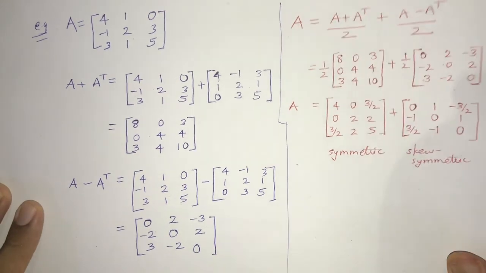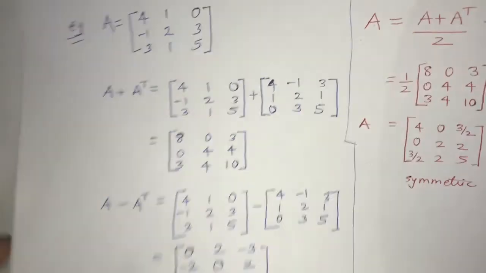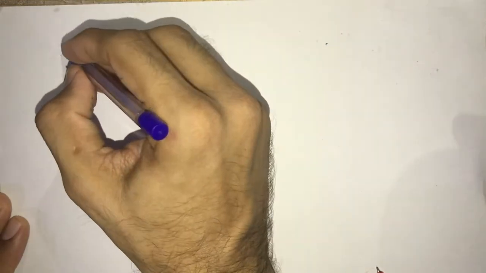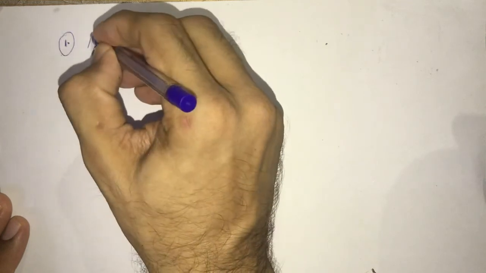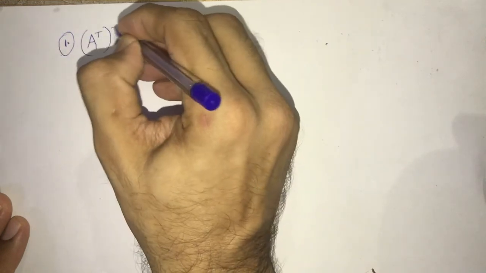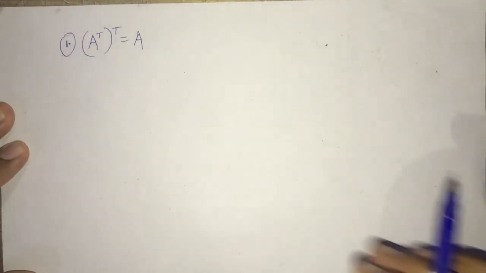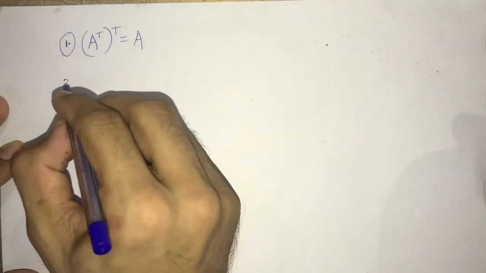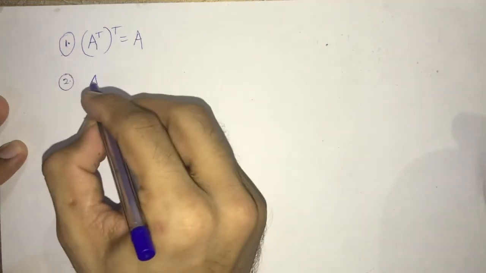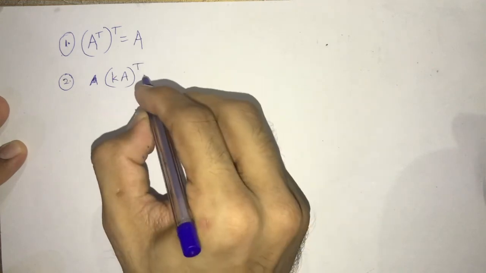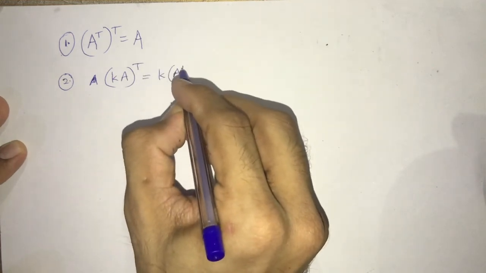So let us quickly revise the properties. Property number 1, we started with A transpose, the whole transpose, is A. So when you take the transpose twice, you're going to get the same matrix back. Second we discussed was K times A, the whole transpose, is K times A transpose.